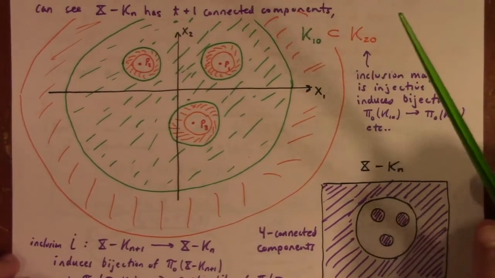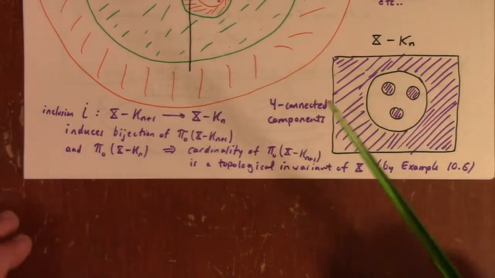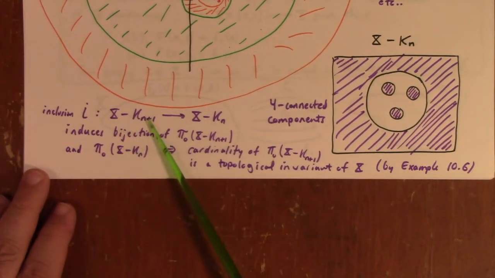This is kind of the picture. And he points out that you have this inclusion map from the complement of Kn plus 1 to the complement of Kn, and that will induce a bijection on the equivalence classes of paths in these different spaces. And he points out then that the cardinality of the equivalence classes of paths is a topological invariant of X.